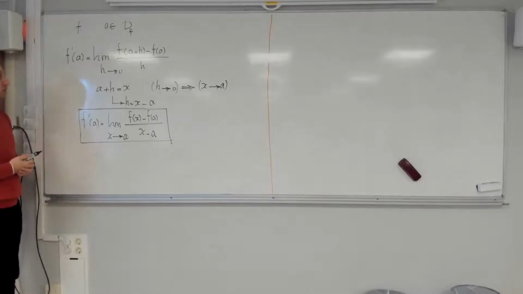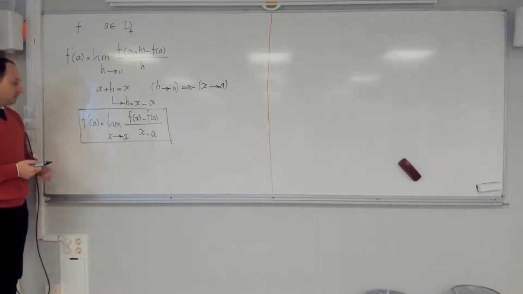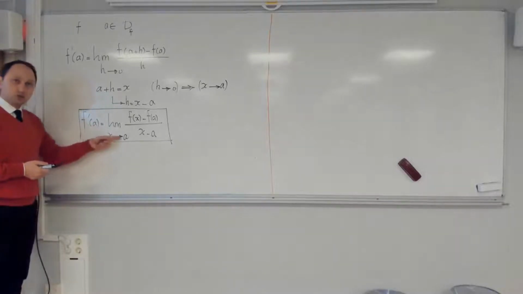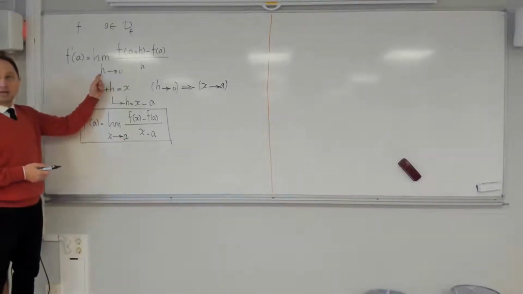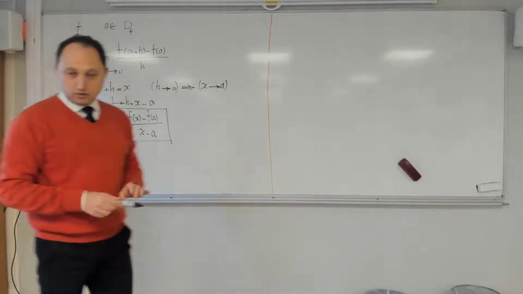And then you need to know the differences. Here, if you use this formula, x goes to a. If you're calculating it at 1, x goes to 1. If you're calculating at 2, x goes to 2. But in this formula, h always goes to 0. So that's also something I want you to know.